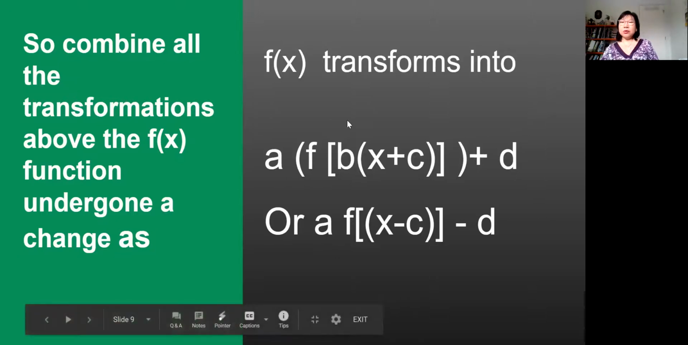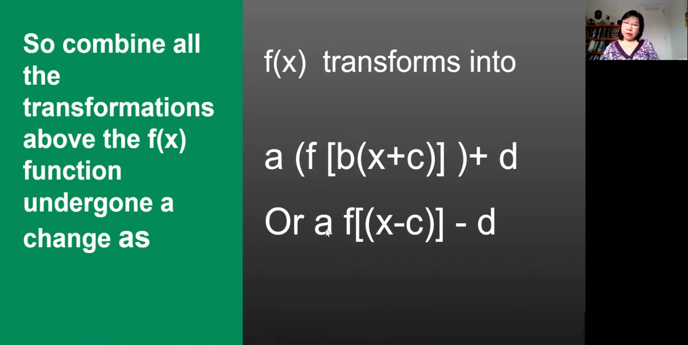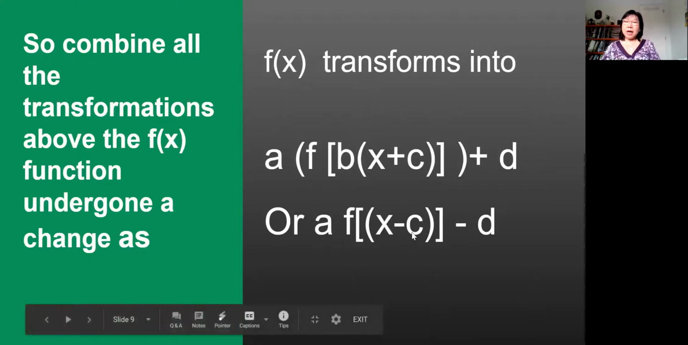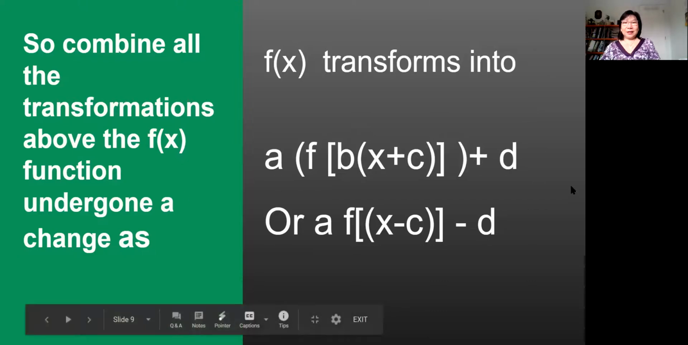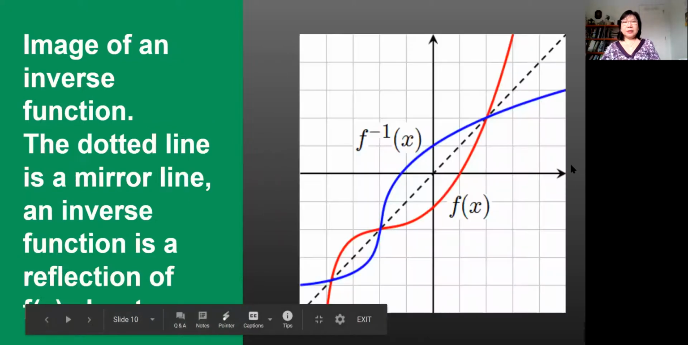So here I show you the function notation of the whole transformation. This is the combination of all the transformations together. So this function has undergone the whole thing changing: vertical stretch by a factor of a, horizontal shift left or right by the letter c, vertical shift up or down by the letter d. So this is the combination.